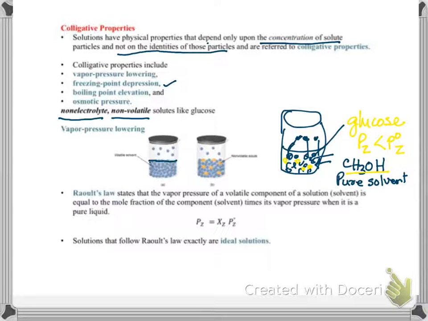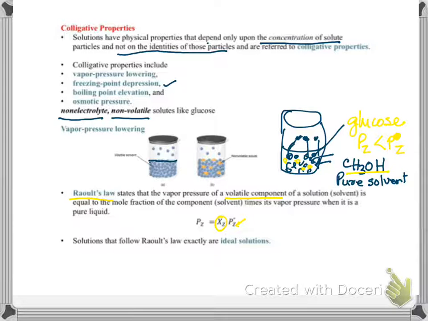If it is pure, we denote it by this naught sign. So what is Raoult's law? Raoult's law states that the vapor pressure of a volatile component of a solution (volatile component means you're talking about a volatile solvent), so the vapor pressure of a volatile component of a solution, which is a solvent, is equal to the mole fraction of the solvent times the vapor pressure of the pure solvent.